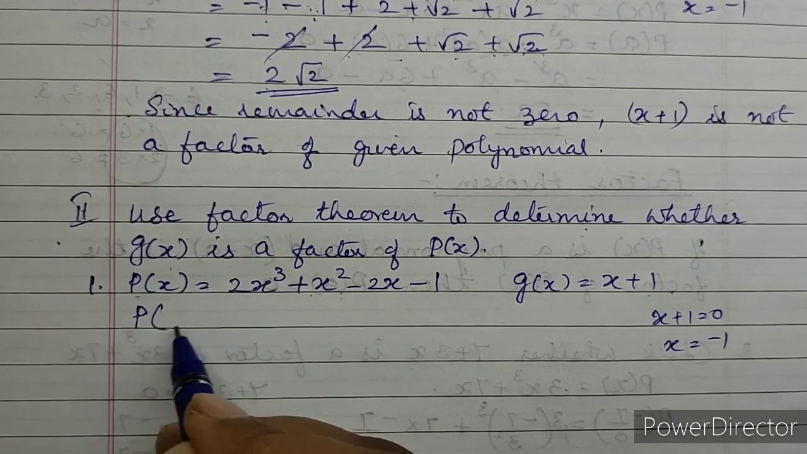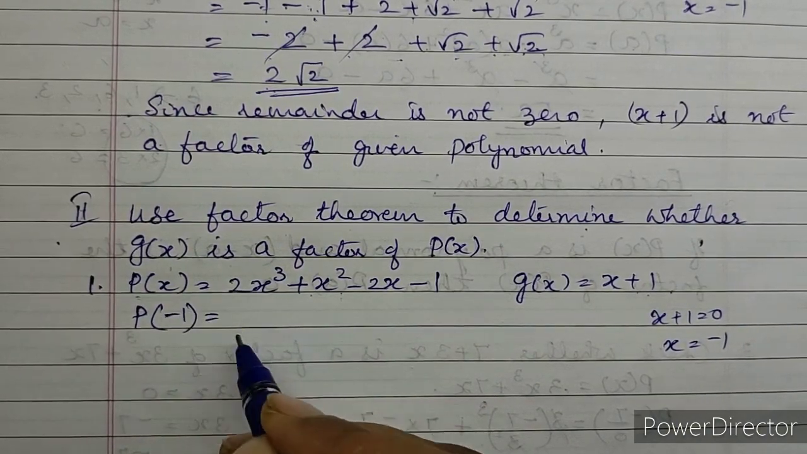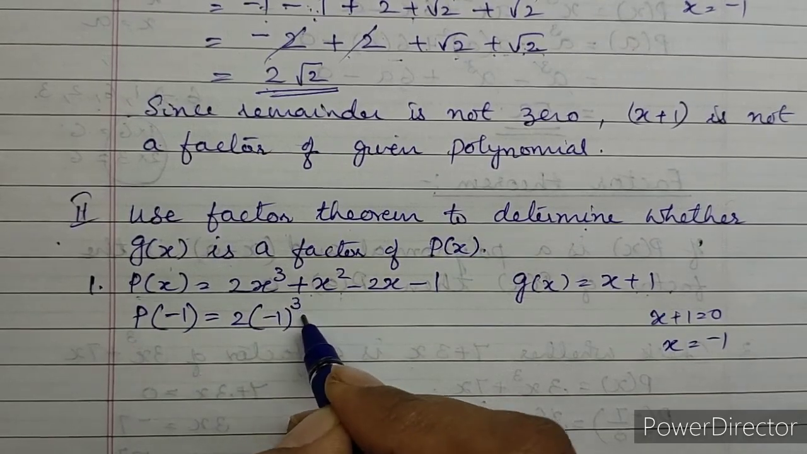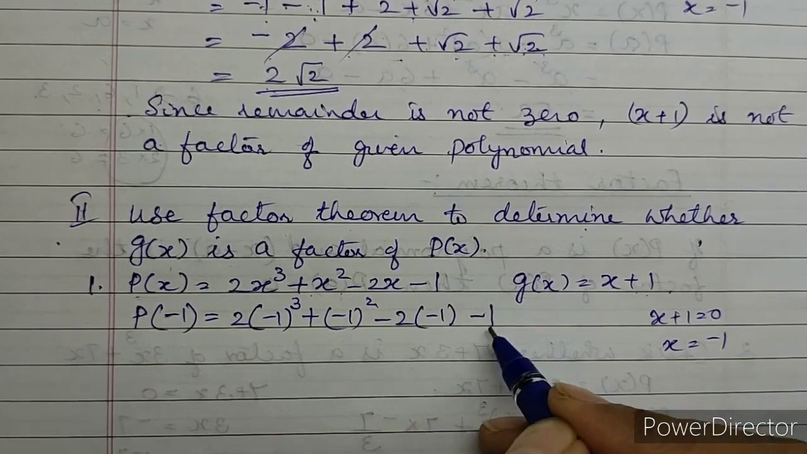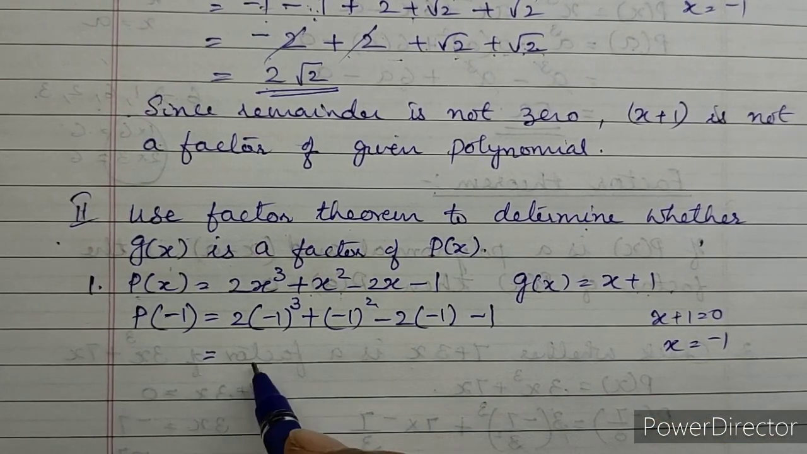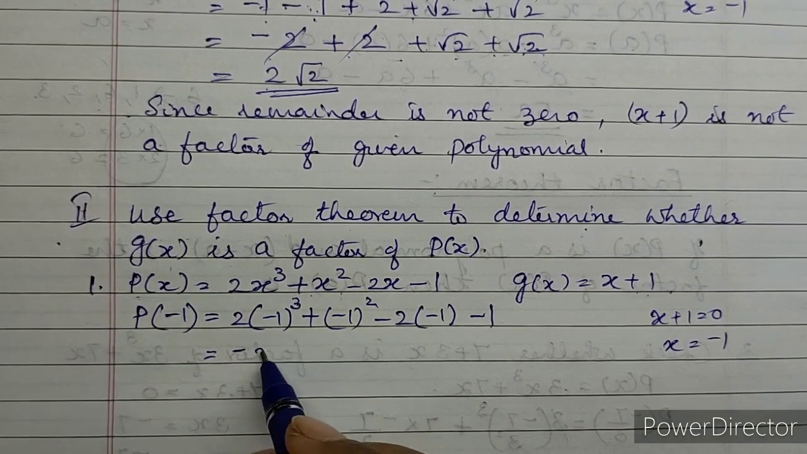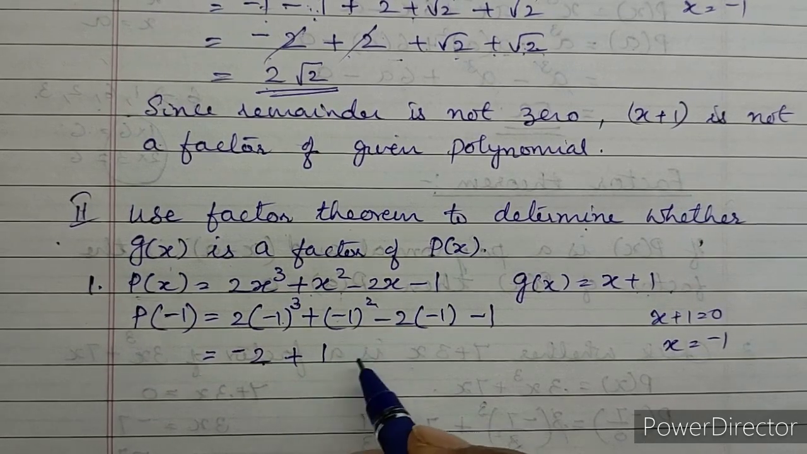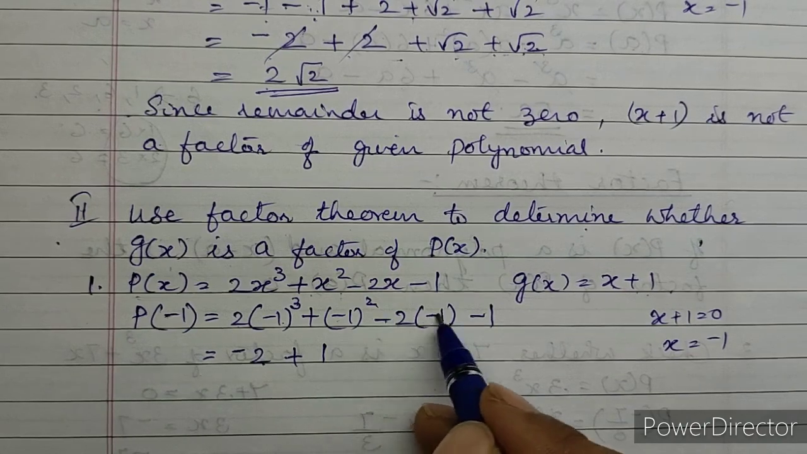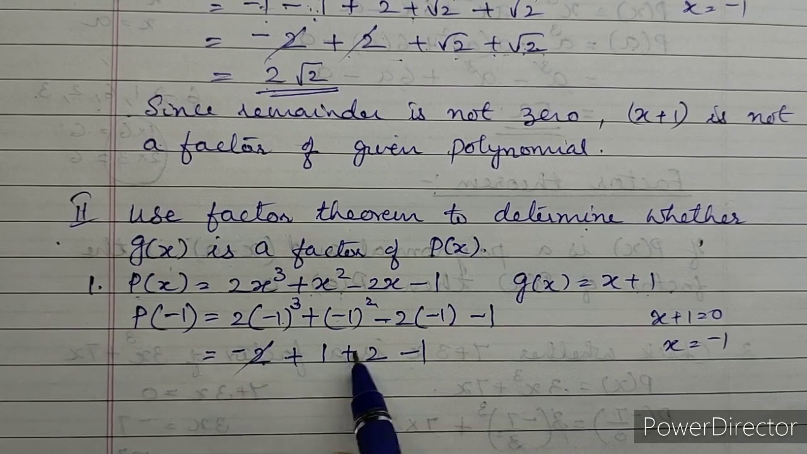By factor theorem, if the remainder you are getting is 0, x plus 1 is a factor of this given polynomial. So x is minus 1. So 2 into minus 1 whole cube plus minus 1 whole square minus 2 into minus 1. Minus 1 whole cube, odd number of times means negative: 2 into 1 is 2, negative 2. Plus, even number of times positive 1. Minus 2 into minus, negative into negative is positive 2, minus 1. Cancel the opposite signs.